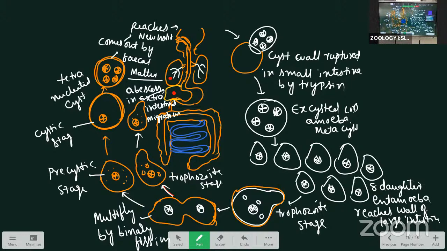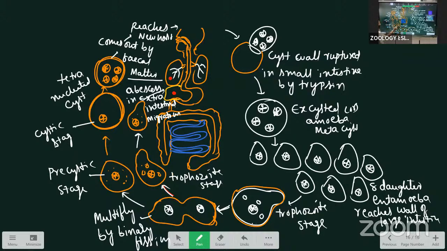This is the diagram for the life cycle of Entamoeba histolytica. Now observe here, I started from here, the trophozoite stage. This trophozoite stage is present in the large intestine. This is the mature stage. It undergoes binary fission. Multiply means it undergoes binary fission a number of times, releasing a number of daughter individuals. Some daughter individuals are formed directly as trophozoites.